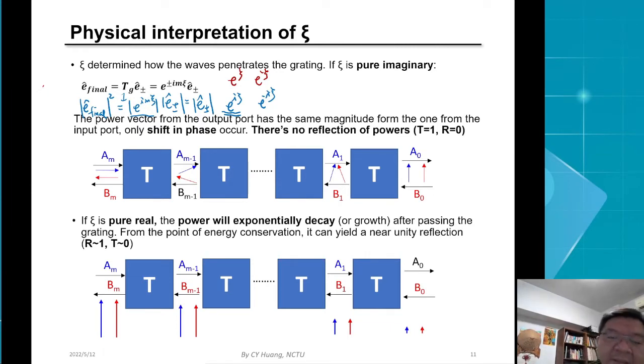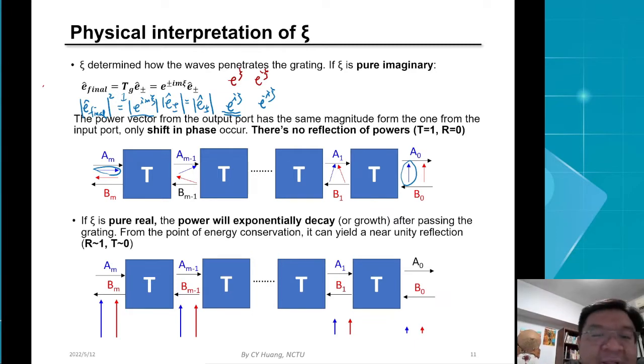No matter whether you see the left side as the input or the right side as the input, you will see its strength is actually the same, but its phase is shifted a little bit, with the same phase delay after passing through one period. So this kind of structure can probably manage its phase, but you cannot make a very strong reflection of light from one side to the other.